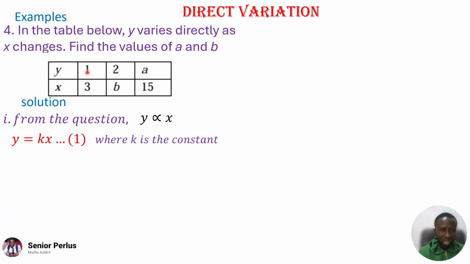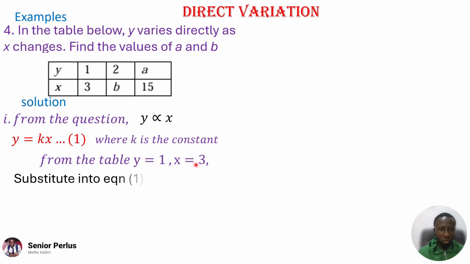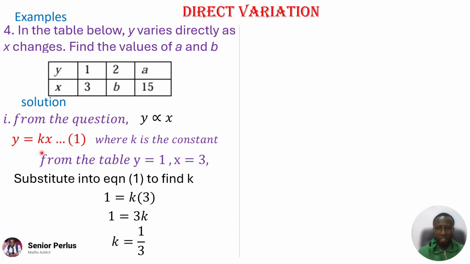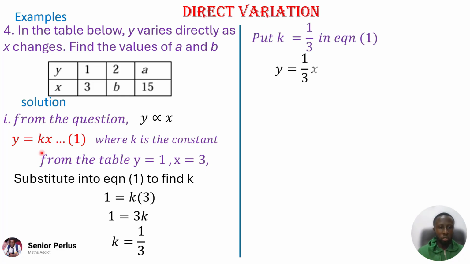So we are given y is 1, then s is 3 from the table. Yes, y is 1, s is 3 here. Good. So substitute this into the equation to find k. So you get your new equation. Then our k will be what? 1 on 3. Good. So from here, you just substitute 1 on 3 into equation 1. So this is our new equation.